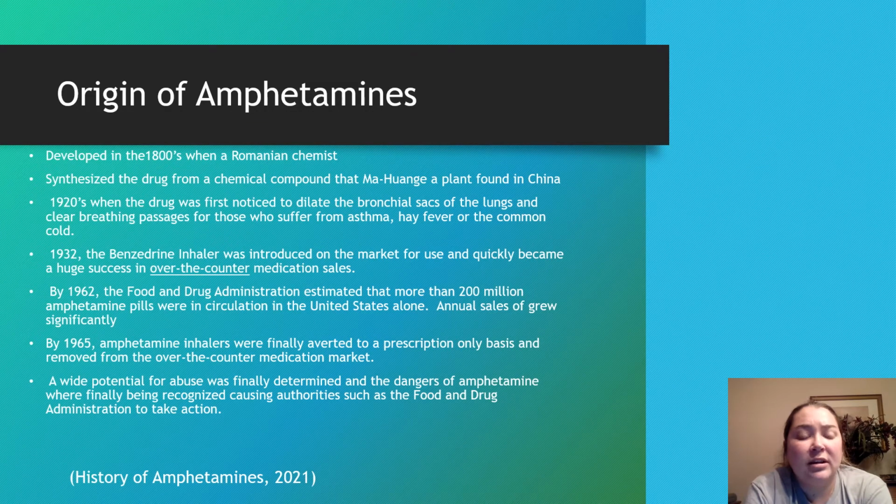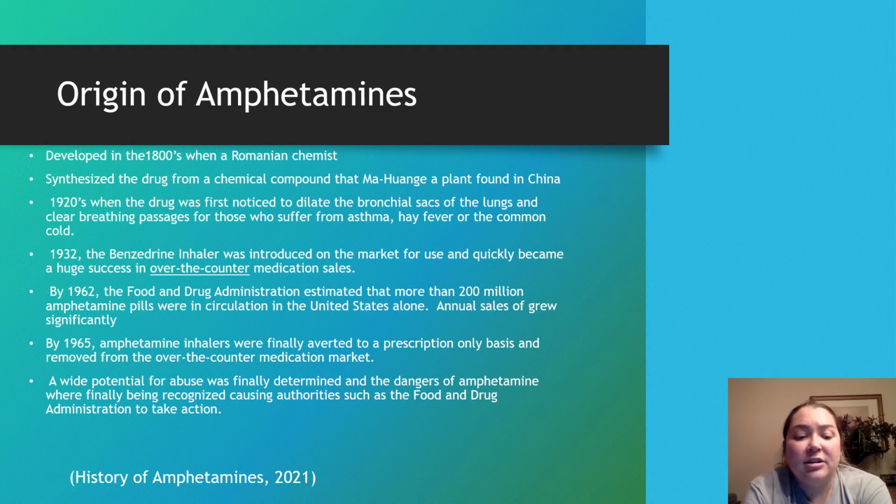So I'm going to specifically discuss the origins of amphetamines. It was developed in the 1800s by a Romanian chemist. It was synthesized from a chemical compound from Ma Huang, a plant found in China. In the 1920s, it was first noticed to dilate the bronchial sacs of the lungs and clear breathing passages, which led to a Benzedrine inhaler, which was introduced in the market and was over the counter.